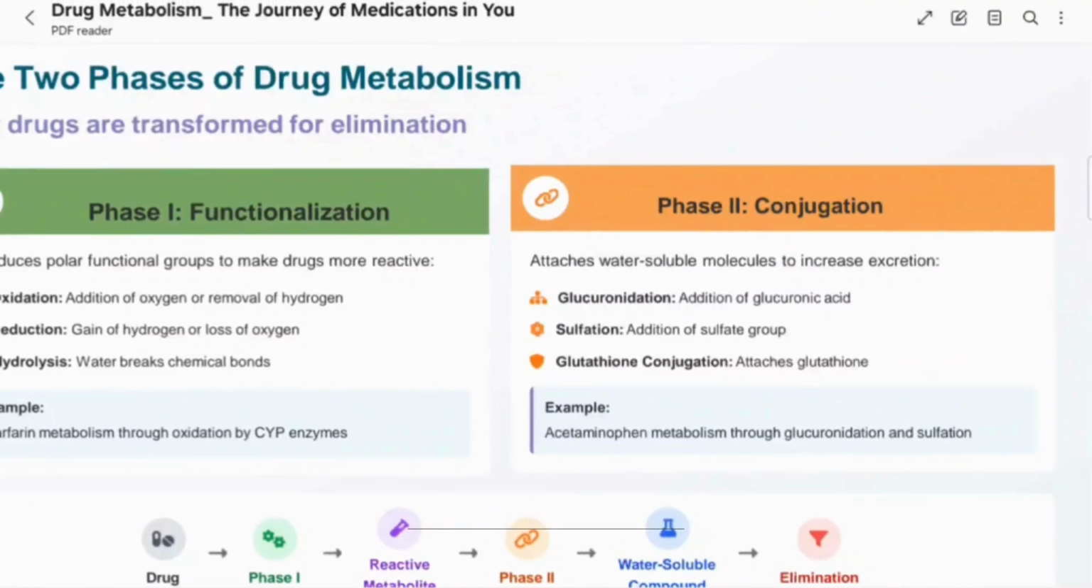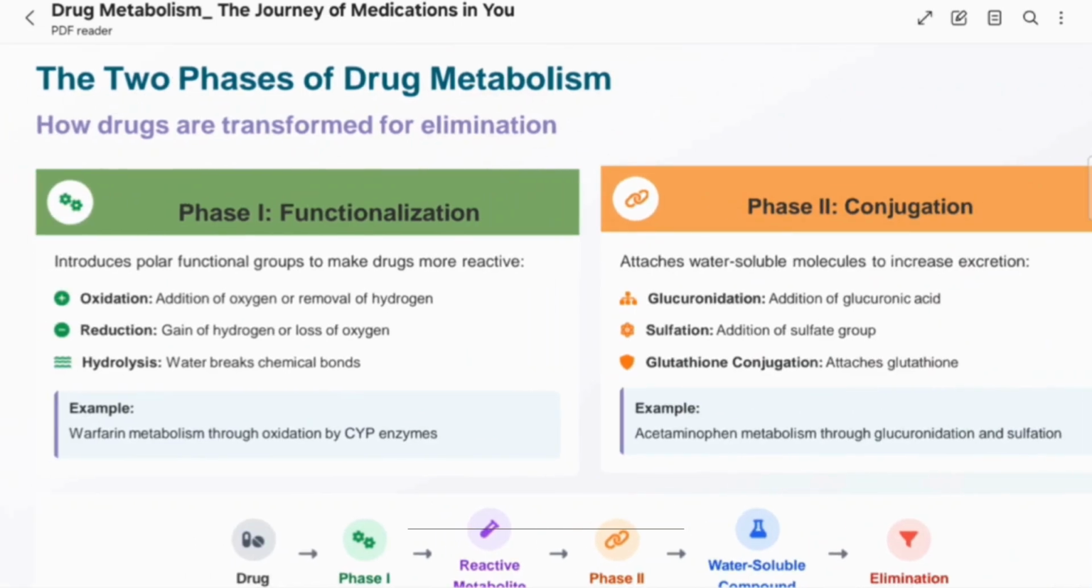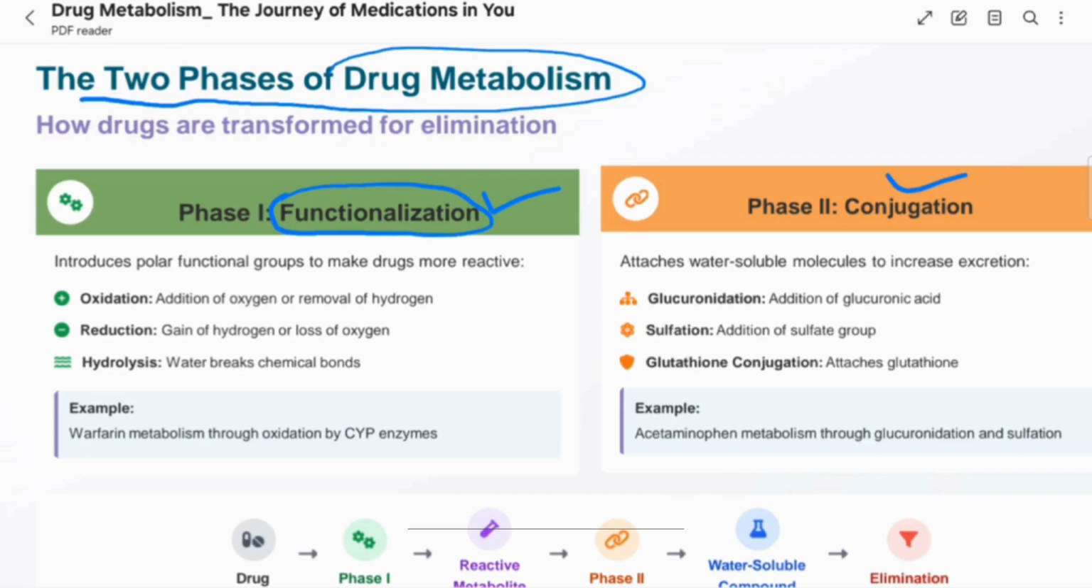Then phases of drug metabolism. There are two phases of drug metabolism, phase 1 and phase 2. Phase 1 is called functionalization and phase 2 is called conjugation. Let's see what happens in functionalization. Here there is an introduction of a polar functional group to make the drugs more reactive.